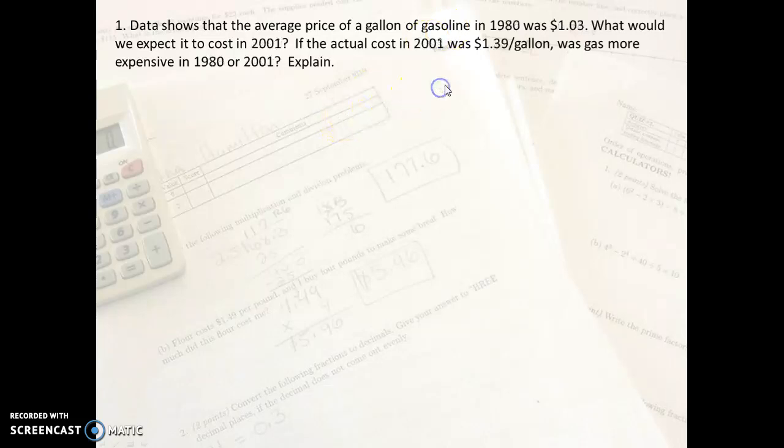Step number 1, change the numbers. You know how I'm doing it. I'm going to solve it with these numbers, and you'll apply it to the homework, 1980, 2001. Step number 2, make sure you have the right information to convert prices to deal with inflation.